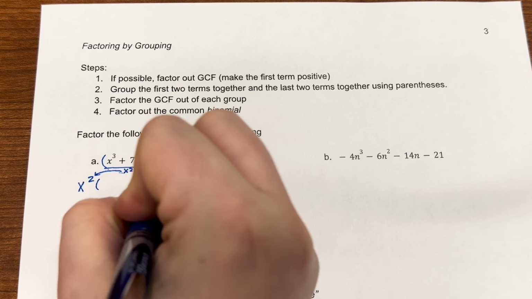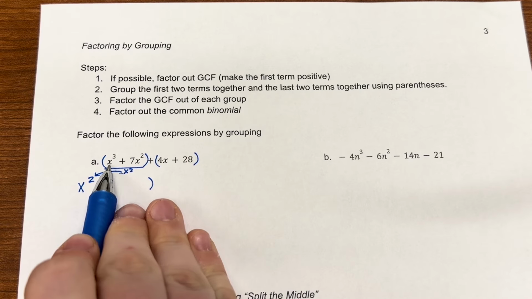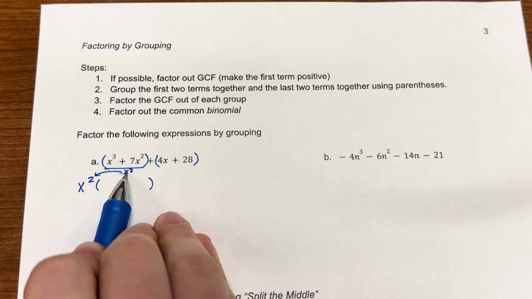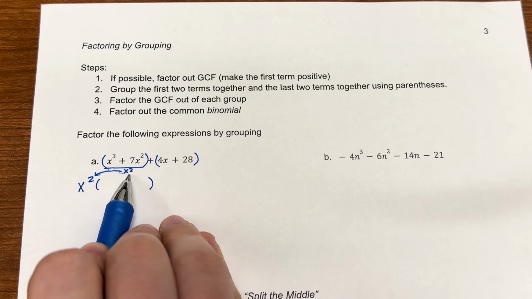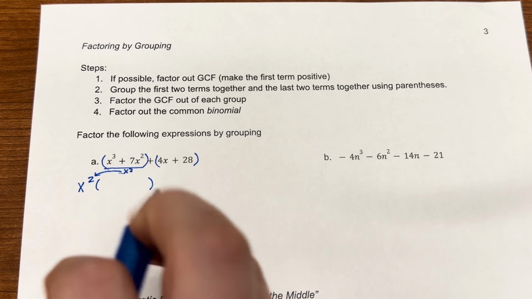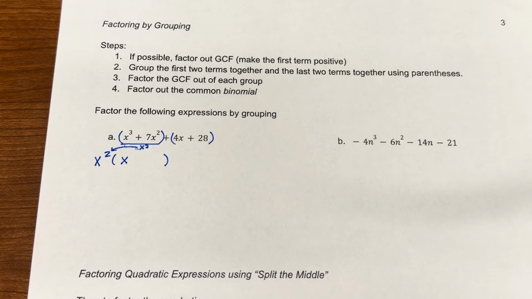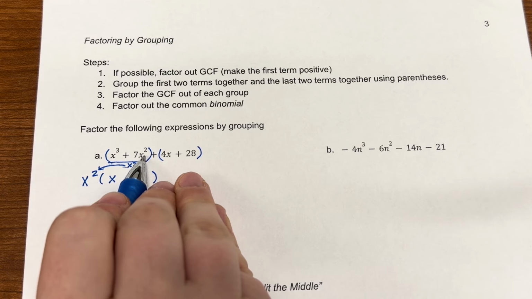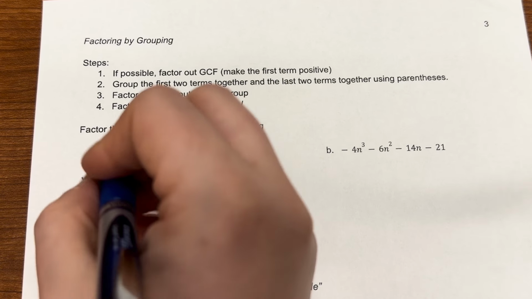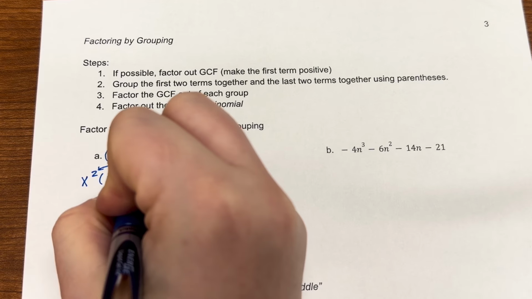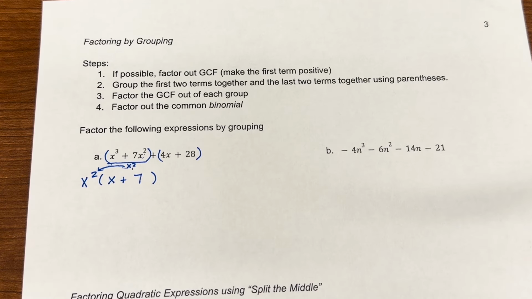And then what's left over? x cubed divided by x squared. So 2 of those x's are going to cancel out. We're going to be left with just 1x. And then 7x squared. The x squared is going to cancel out, so we'll just be left with plus 7.